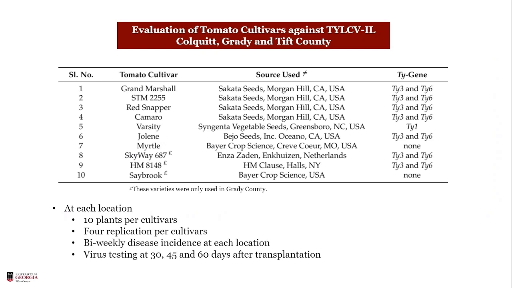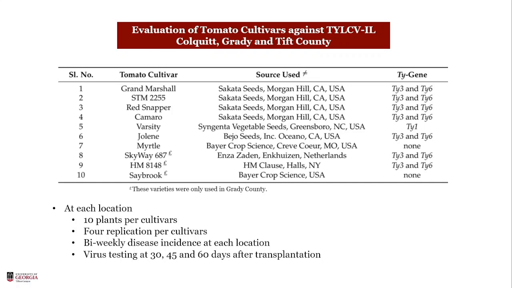So we looked into different commercial varieties. As I said, most of the commercial varieties have one or another host gene resistance. So far for TYLCV, there are Ty-1 to Ty-6, six different genes that have been identified. Most of the commercial varieties we use have a combination of Ty-3, Ty-6, or Ty-1. And for the check, we have Variety and Seabrook. They do not have any resistance gene.